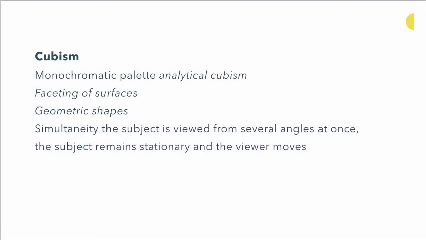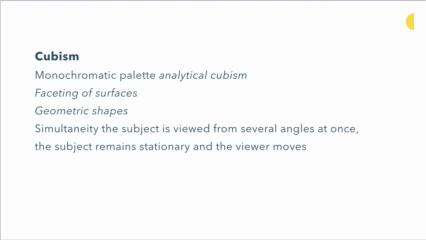So here are the style characteristics for Cubism. Analytical Cubism has a monochromatic palette, and I'll show you what that looks like. There's a faceting of surfaces. The best way that I can think to explain this is if you think of a diamond or a gemstone and the way it's cut into different facets. So when you look at it, you can look at that gemstone from different perspectives. Well, this is very similar to what the Cubist artists were doing.